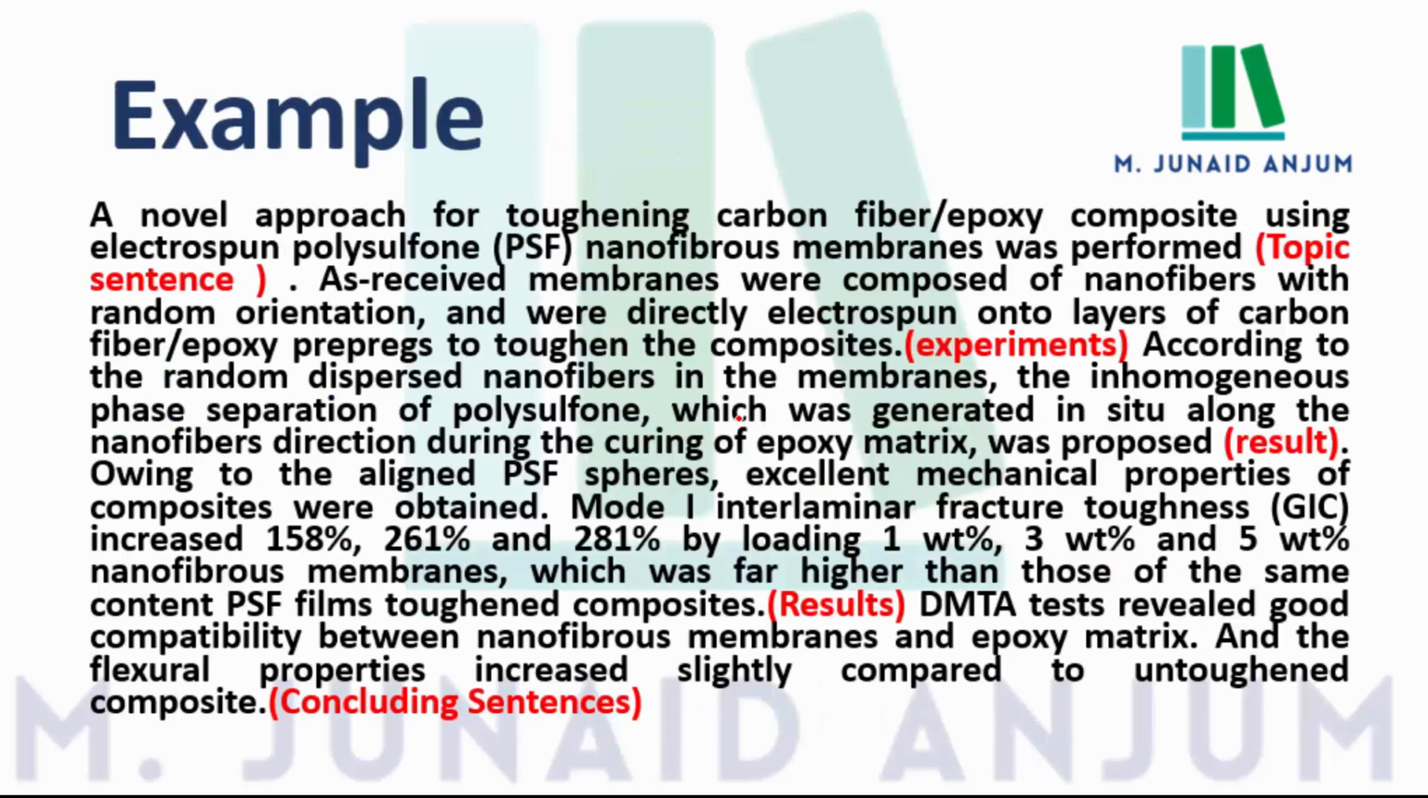This is an example of an abstract. You can see that this is the first line, from here to here. It is the topic sentence, and these lines show the experimental body and results, and at the end these lines show the concluding sentence, meaning what they have obtained from the results.